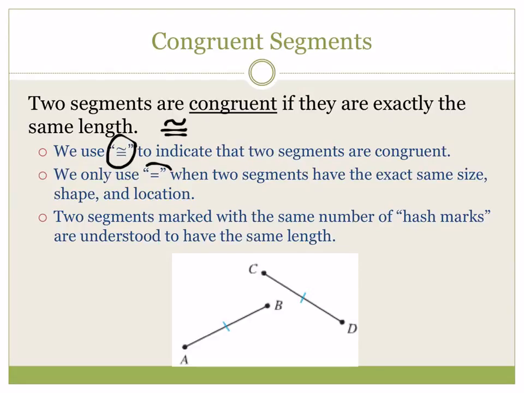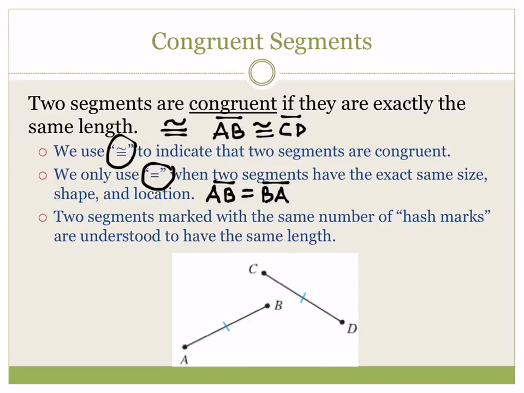The only time you see the equals sign used is when the two segments are exactly the same segment. For instance, if I were to say AB equals BA as segments, that would be appropriate. They are exactly the same segment. But I wouldn't use that symbol if they weren't exactly the same segment. I'd use the congruent symbol. So we would say AB as a segment is congruent to segment CD.